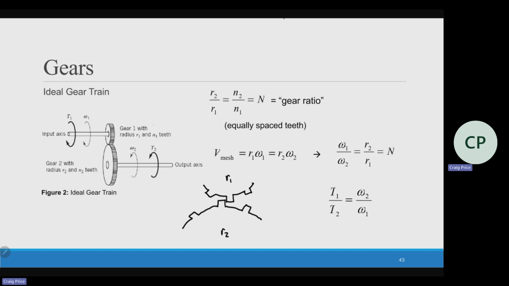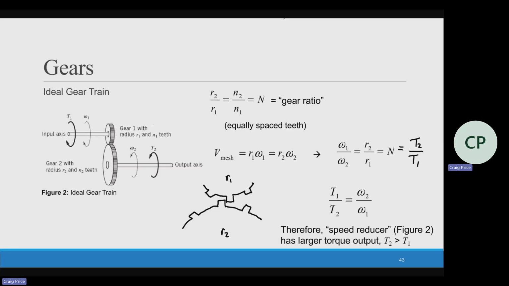Torque is opposite. So torque is inversely related to the speed. I can also write torque like this, T2 over T1. The larger the radius you have, the more torque you have. So in this case, I'm reducing the speed, but I'm increasing the torque. That's what's going on. So this is called a speed reducer. It has a larger torque output.